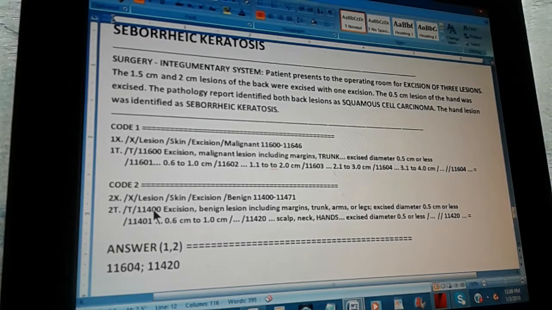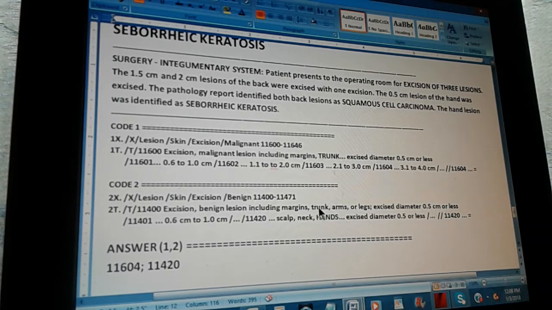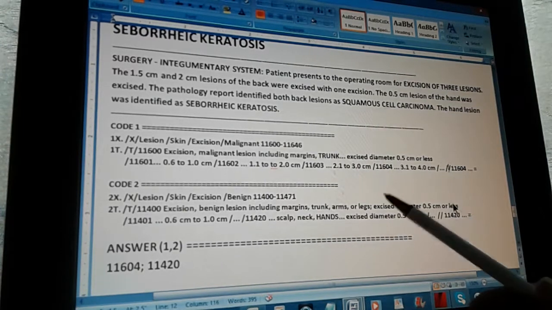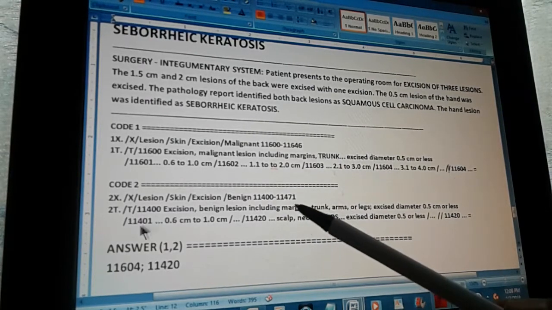So in order to find the right code, we have to go to the tabular. Code number 2 through the tabular is found like this. First you go to the tabular. You start with 11400. It's excision, benign lesion, including margins, trunk, arms, legs, and the diameter is 0.5. This would be ours if it said hands, but it doesn't say hands. It says arms, but not hands. So let's keep looking.